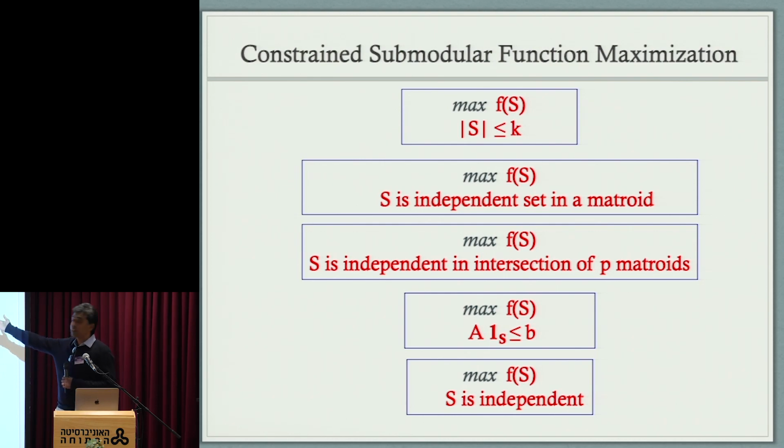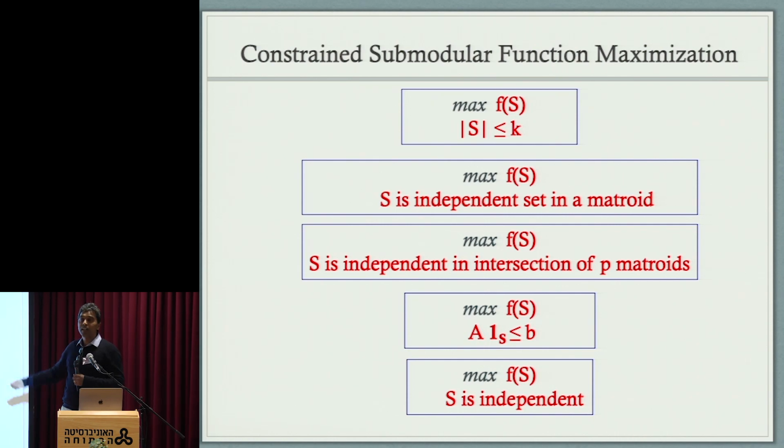That constraint is the most basic one. You can say I want to find S that is an independent set in a matroid. That's a very simple matroid. So why not all matroids? Because we know how to solve the maximum weight independent set in a matroid efficiently. So that's a natural class. And why not one matroid? Let's do more than one matroid.